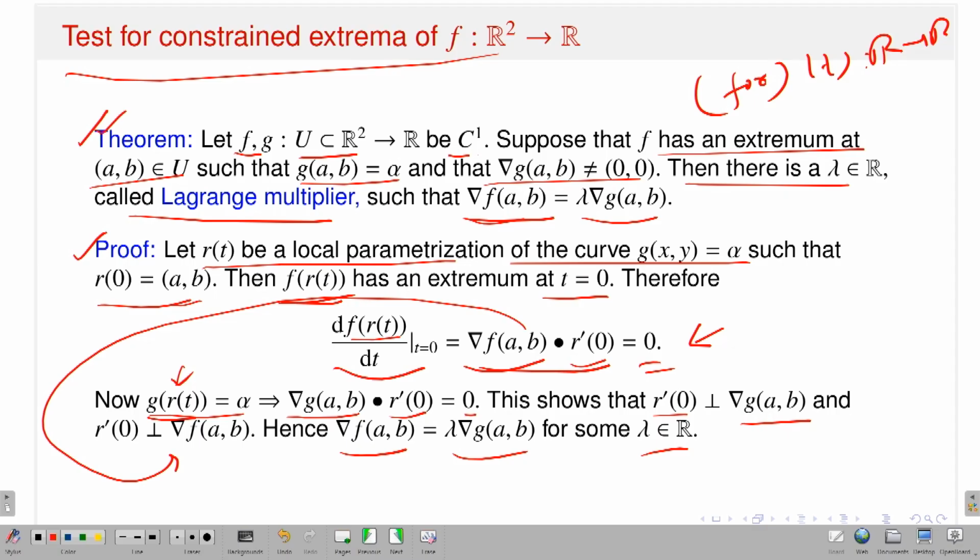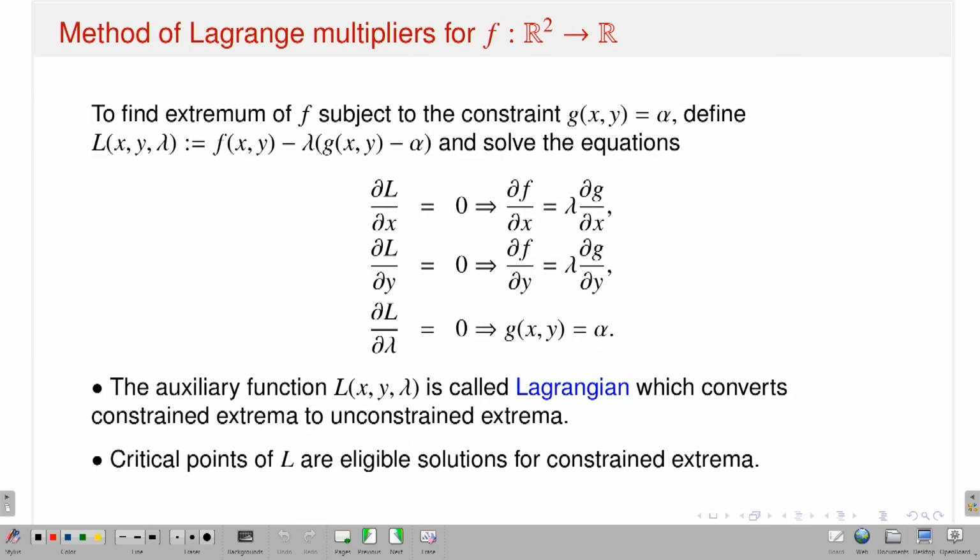Therefore, if I have two functions f and g, and my function f has an extremum at a point (a,b), with g(a,b) equal to alpha and the gradient of g at (a,b) non-zero, then the gradient vector of f at (a,b) is parallel to the gradient vector of g at (a,b). So this is the theorem. So there is a test for constrained extremum.